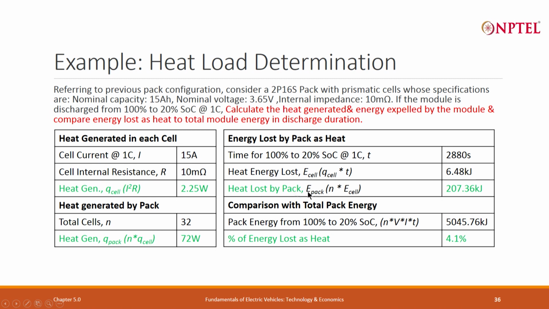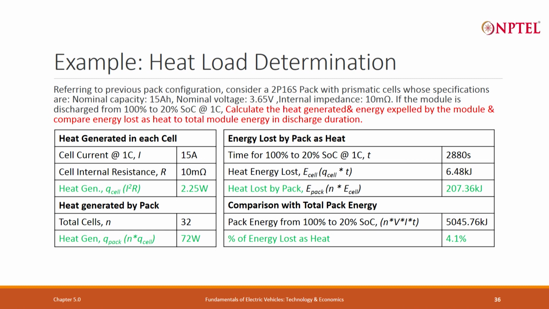The heat lost by the pack: this is for one cell, multiply with 32, and you will get 207.36 kilojoule. However, the total energy from 100% to 20% SOC is around 5045.76 kilojoule. So, what is the ratio of heat to the total energy? It comes around 4.1%. 4.1% is a huge energy.